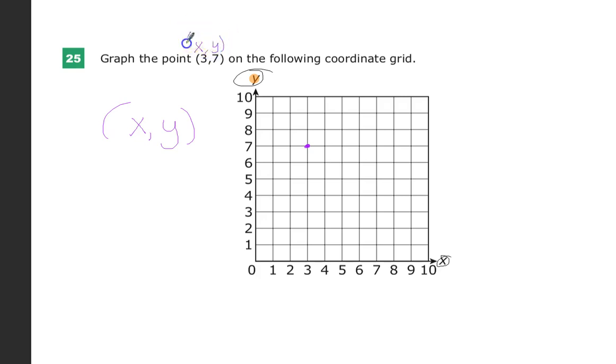If you want to put X, Y over top of it to remind yourself, do go to the X-axis first, go over to the value, and then go up from that. So start at 0, 0, go over to the 3, then go up to the 7. So go to the X, move up to the Y value that matches it, and then find the point in which these two lines that you create intersect, and you're ready to go. So that's question number 25.